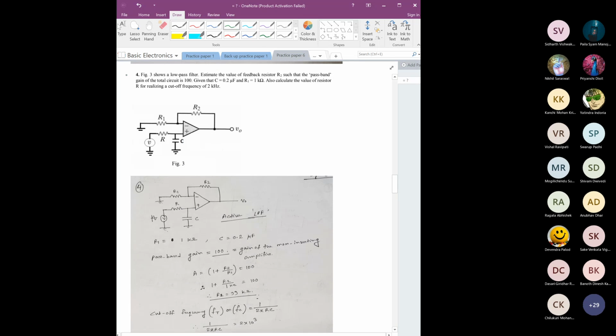Okay, here then question number 4. This figure shows a low pass filter. Estimate the value of this feedback resistor R2 such that the passband gain of the total circuit is 100. Given that C is equal to 0.2 microfarad and R1 is 1 kilo ohm, calculate the value of resistor R for realizing a cutoff frequency of 2 kilo ohm, right?